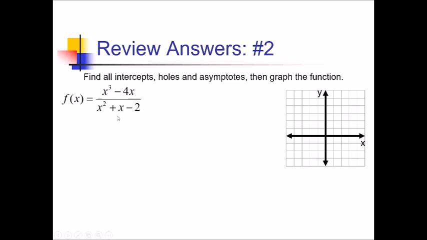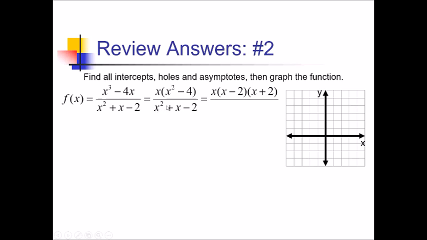So in my numerator, I notice I have a common factor of x that I can yank out of there, leaving me with x squared minus 4. And I can go a little bit further in the numerator. Since I have the difference of two squares, I can use my square root plus minus shortcut, split this up into x plus 2, x minus 2.